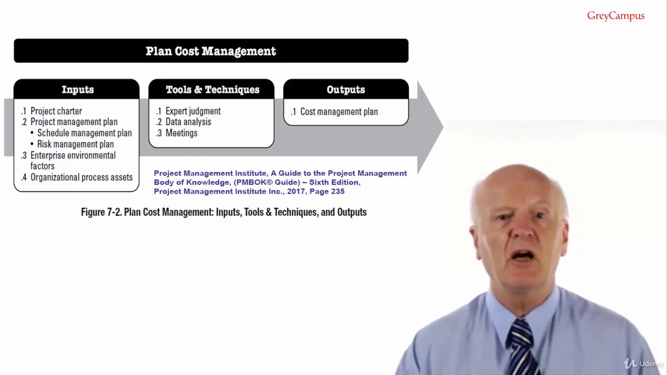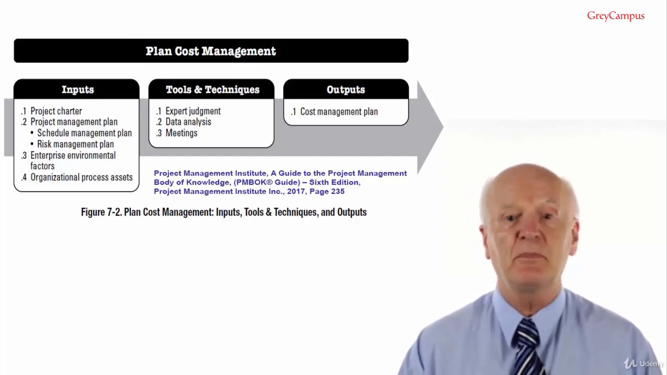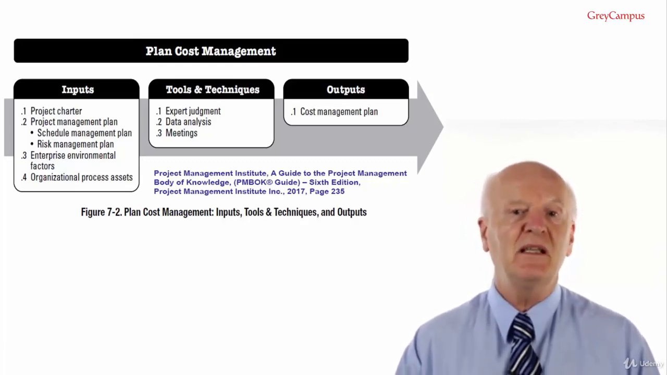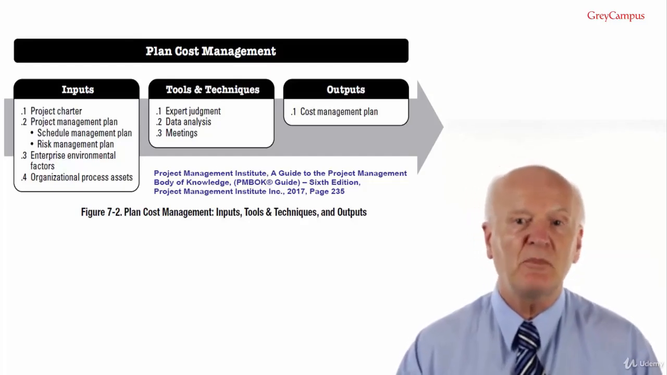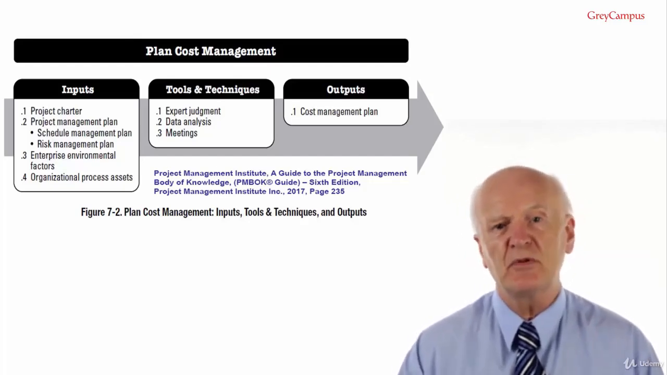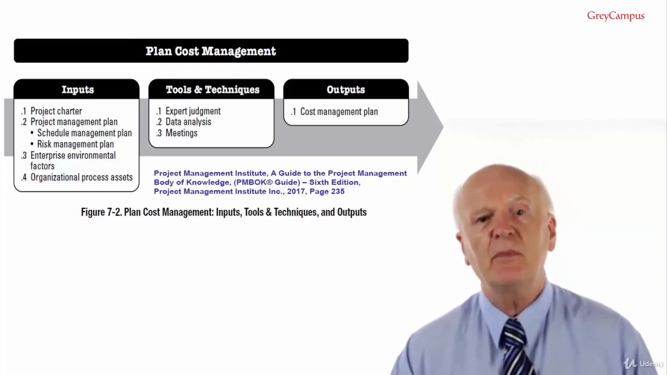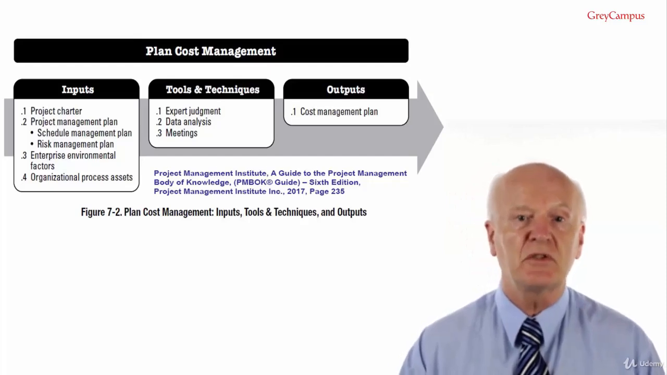Project cost management outputs, well, in fact output because it's only one output, the cost management plan, which will be the component of the project management plan and describes how the project costs will be planned, structured and controlled, and will document the cost management processes, tools and techniques.